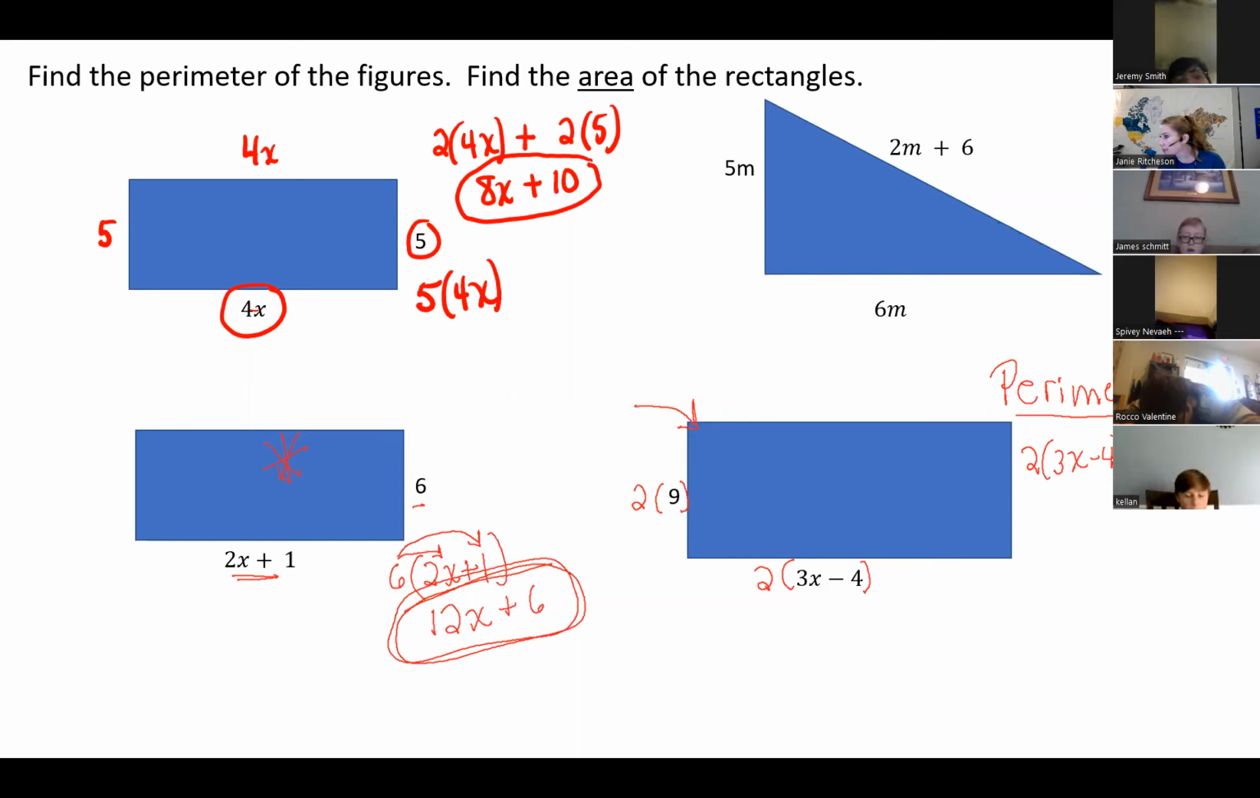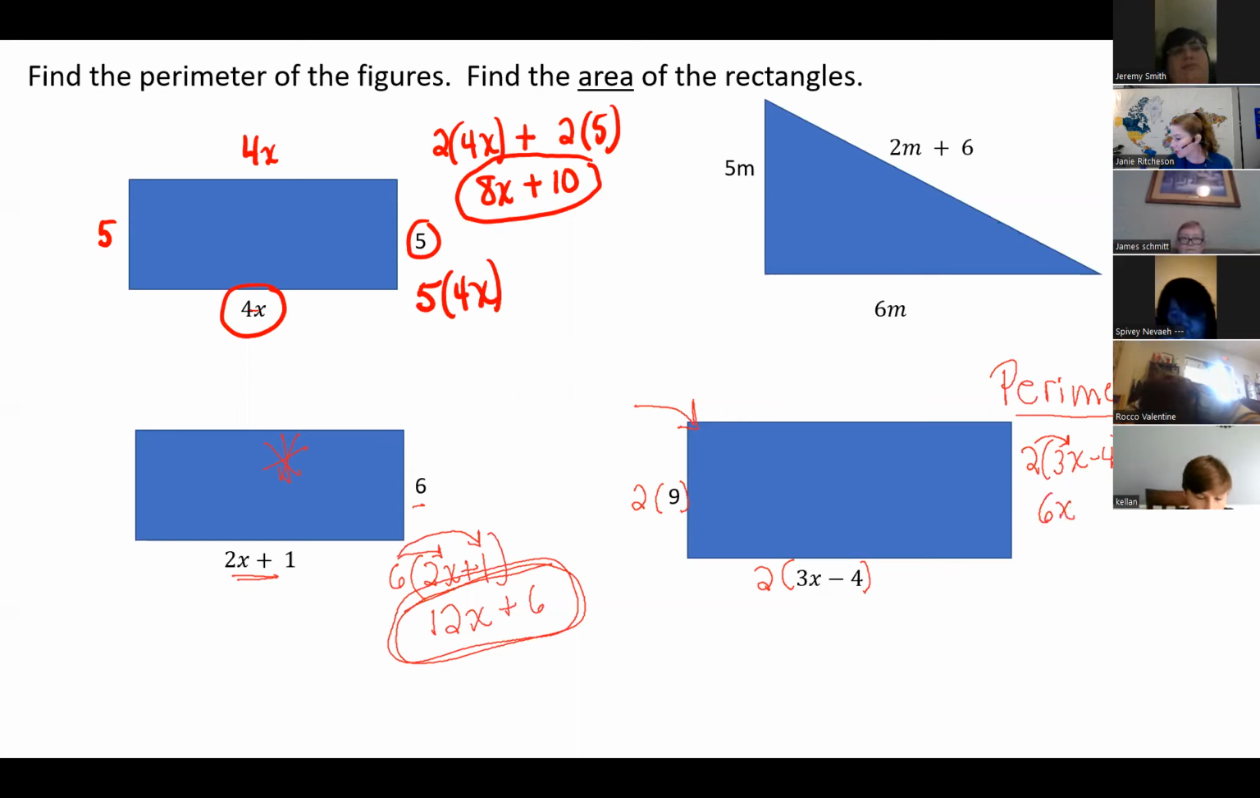I'm getting some good answers. What's your sign? Is it plus or minus at the end? Plus or minus? All right, let's find out. 2 times 3x. Am I rushing you, Nevaeh? You good? Okay, so 2 times 3x is 6x.